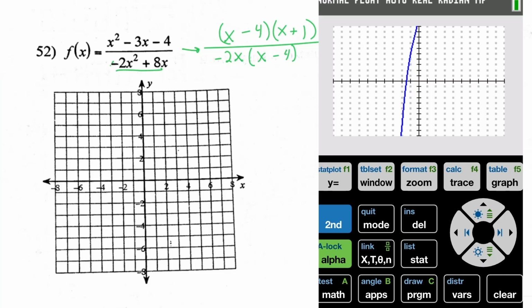Okay. So yeah, I got a hole there. So I'll just make a little note. Hole at x equals -4. And to get the y coordinate, I have to plug -4 back into what's left over. So let's see, I got -3 on the top and 8 on the bottom.